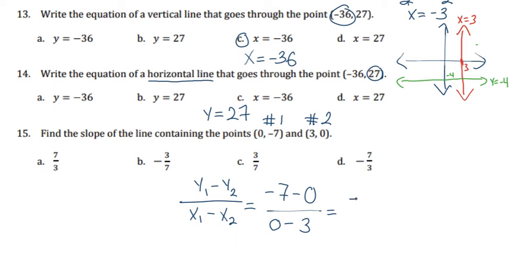Negative 7 minus 0 is negative 7. 0 minus 3 is negative 3. And when we have negative 7 over negative 3, this will become positive 7 over 3, which will be answer choice A.